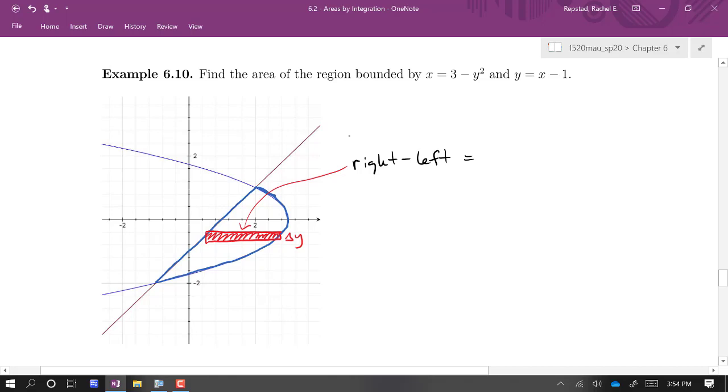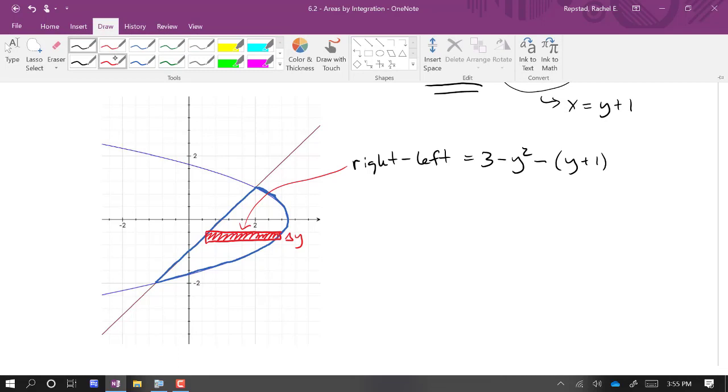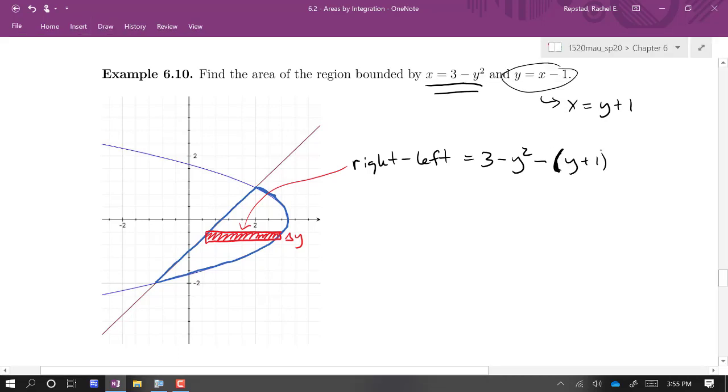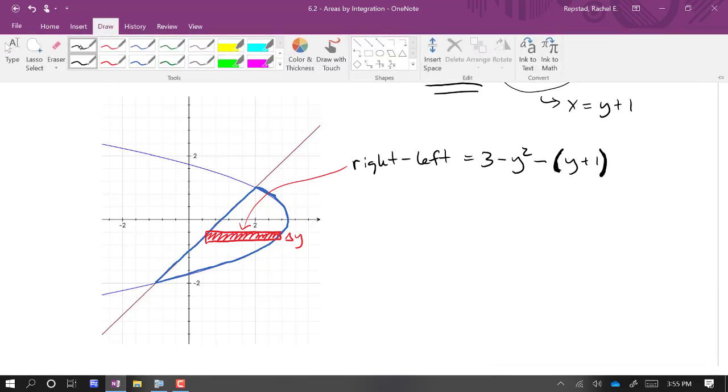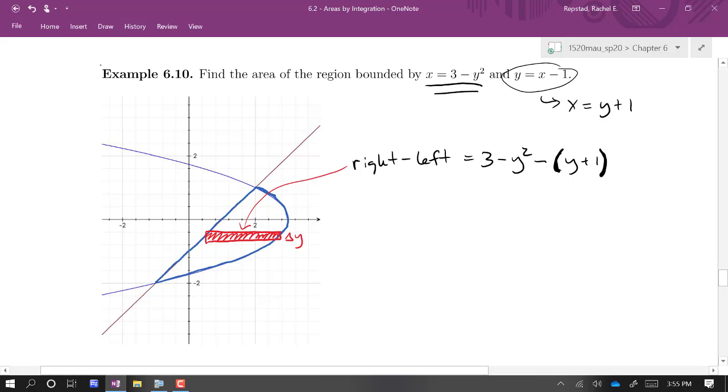So the right x is the parabola, and as a function of y, that's right here, 3 minus y squared, minus the left x. So what we have to do is take this and solve it for x, or rearrange it, which doesn't take much work. There, x is equal to y plus 1. So we're subtracting y plus 1. The parentheses here are absolutely crucial. I have to make sure I'm subtracting the whole function. So don't forget your parentheses when needed. It can be easy to make sign errors when you're finding areas.